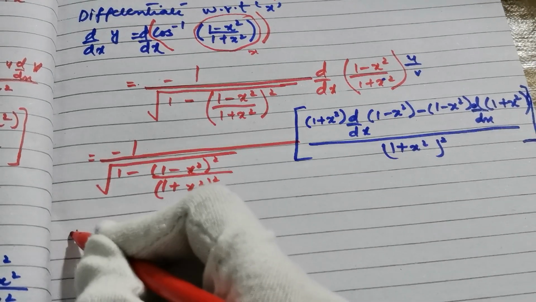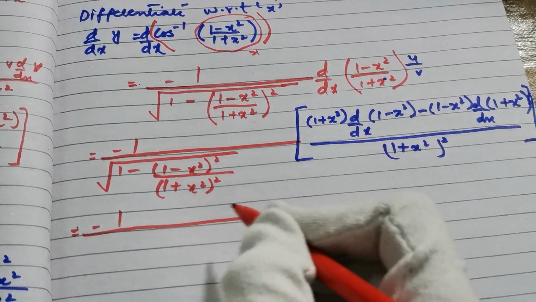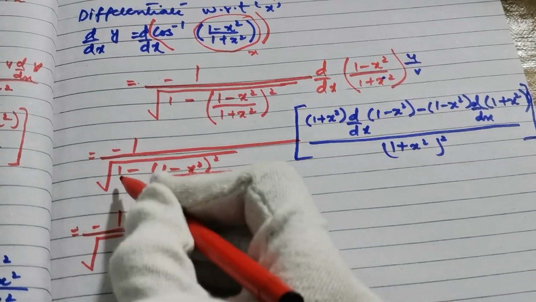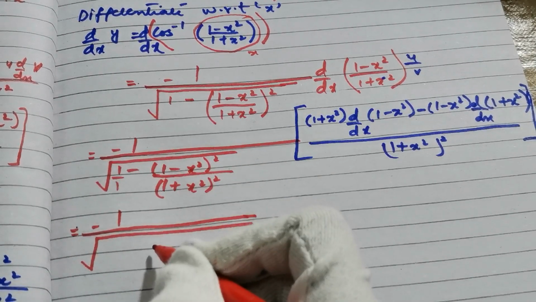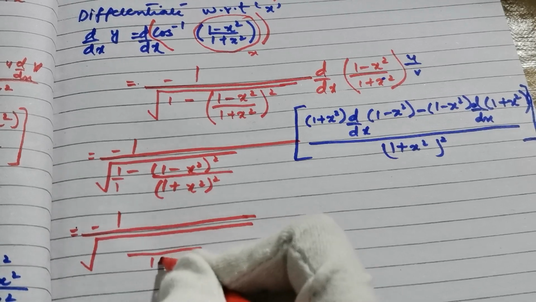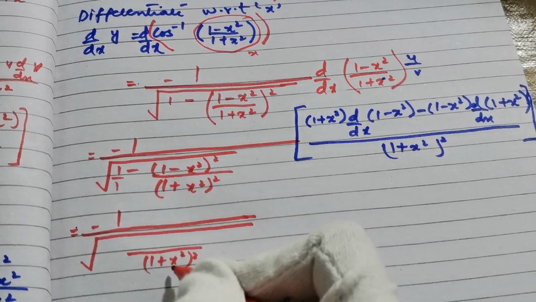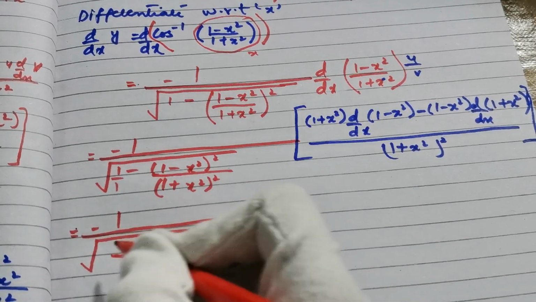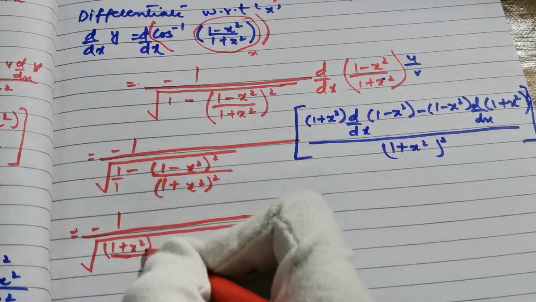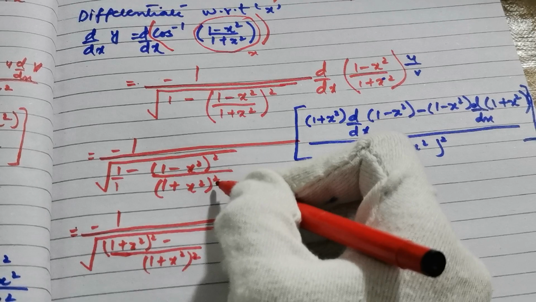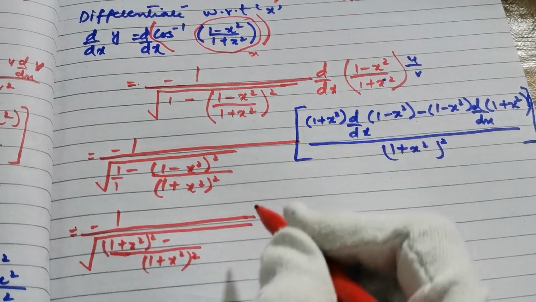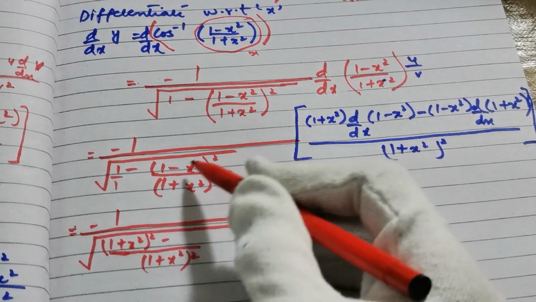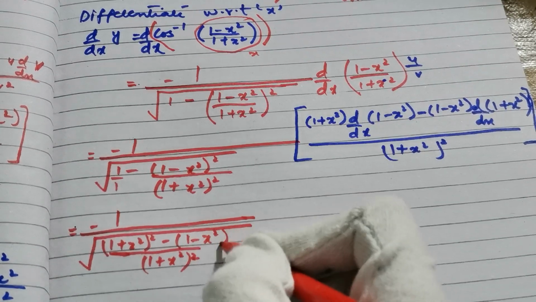Now minus 1 by under root. We'll take the LCM of these two terms. 1 plus x square whole square is the LCM. Dividing, we get 1 plus x square whole square divided by 1 plus x square whole square, which gives 1, multiplied by 1 minus x square as it is.